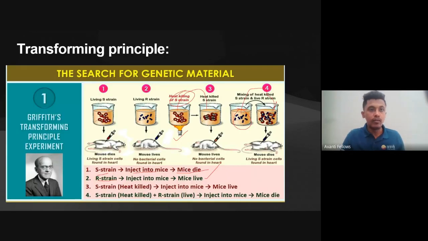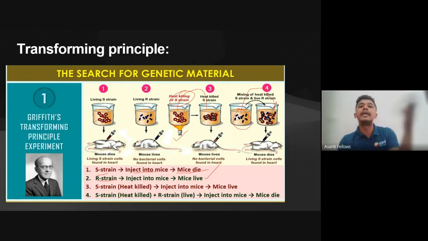Understood? So can we revise this transformation? Very simple. What is happening here? Conjugation is happening. What is the organism? Streptococcus pneumonia and the mice. What are the two strains? One is the rough strain, the other one is the smooth strain. Rough strain is non-virulent, smooth strain is virulent. Now you take the smooth strain, inject it into the mice, it is virulent, it gets pneumonia, the mice die. You take the rough strain, inject it into the mice, nothing happens, it is non-virulent, the mice live.